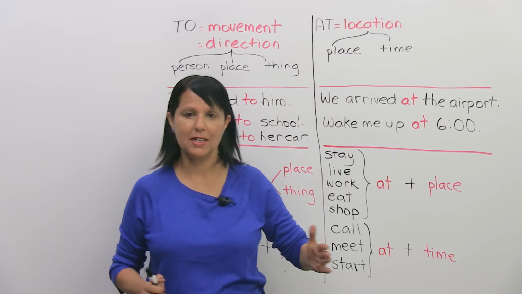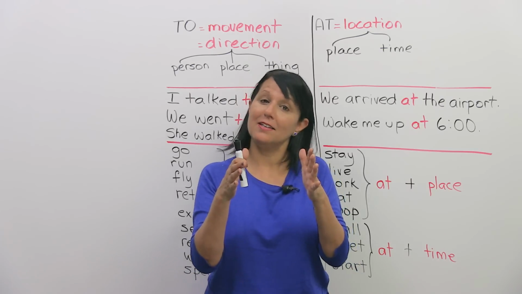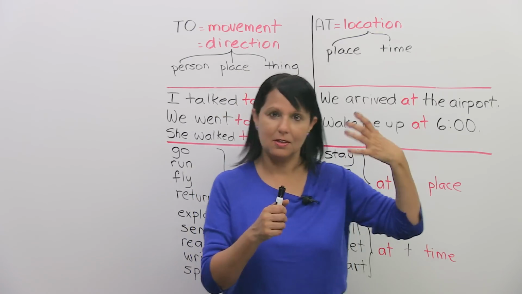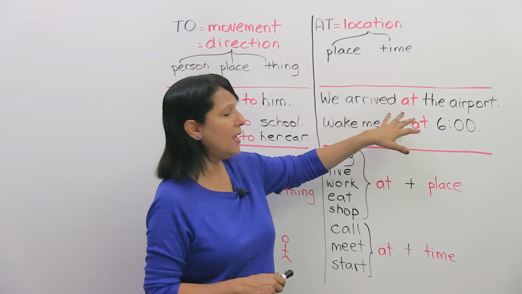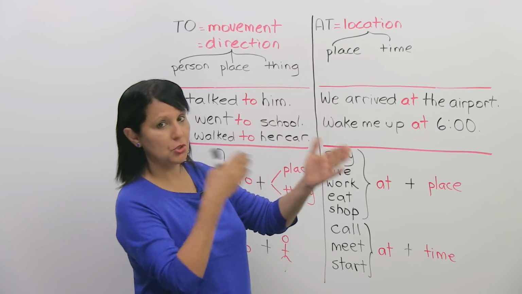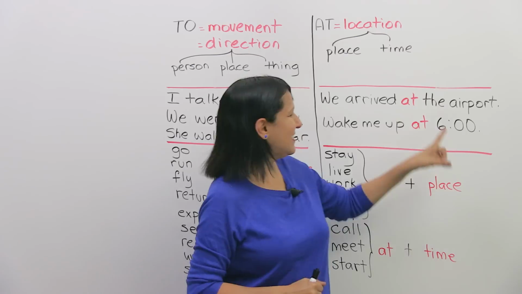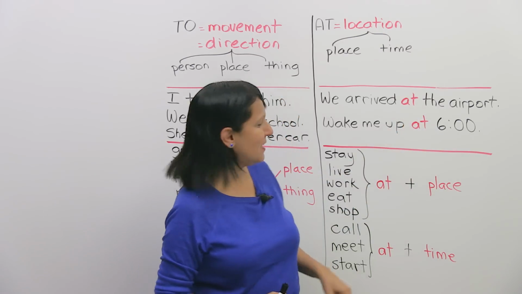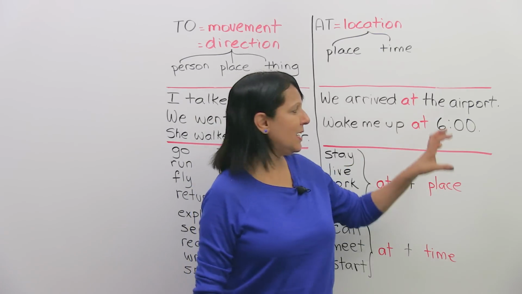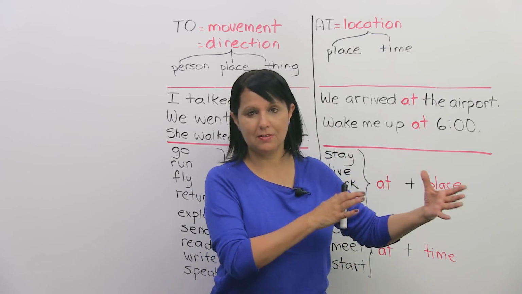Now, at is steady. Whereas to is moving, at is very steady. At stays in one place. At is location. Location in place. Location in time. For example, we arrived where? At the airport. We drove to the airport and then we arrived at the airport. All right? So we arrived at the airport, or wake me up at 6 o'clock. So again, it's a location or a place in time or a physical place.